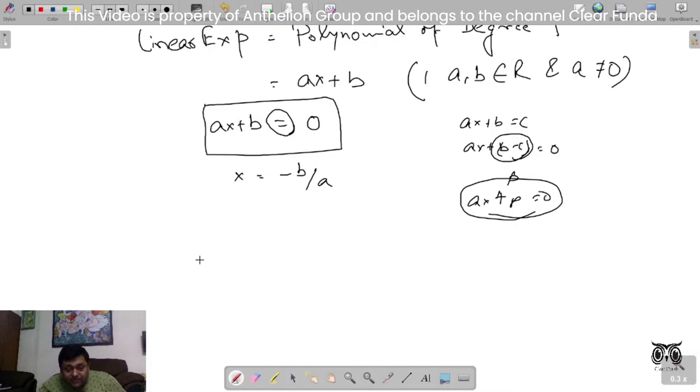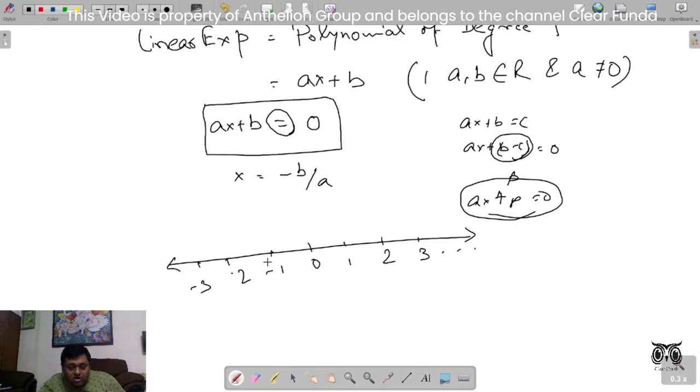If this is a real number line, a bit crooked, please don't mind that, there is 1, 2, 3, dot, dot, dot, and minus 1, minus 2, minus 3, dot, dot, dot. There is one particular dot which is minus b by a, either on this side or that side, but it is some particular point. When we express it on a one-dimensional number line, you have only one dimension, there are no two dimensions, and this particular point is expressed by this.